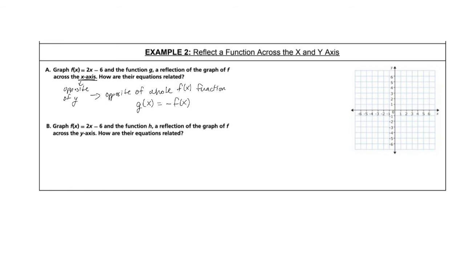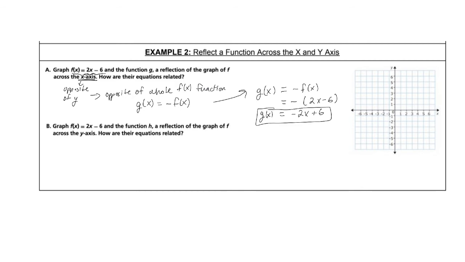Okay, so if we look at this problem, f of x equals 2x minus 6. We know we can find g of x by taking the opposite of that f of x. And we said f of x is 2x minus 6. So we're going to take the opposite of that whole 2x minus 6. So our g of x is negative 2x plus 6. So g of x equals negative 2x plus 6. All right.